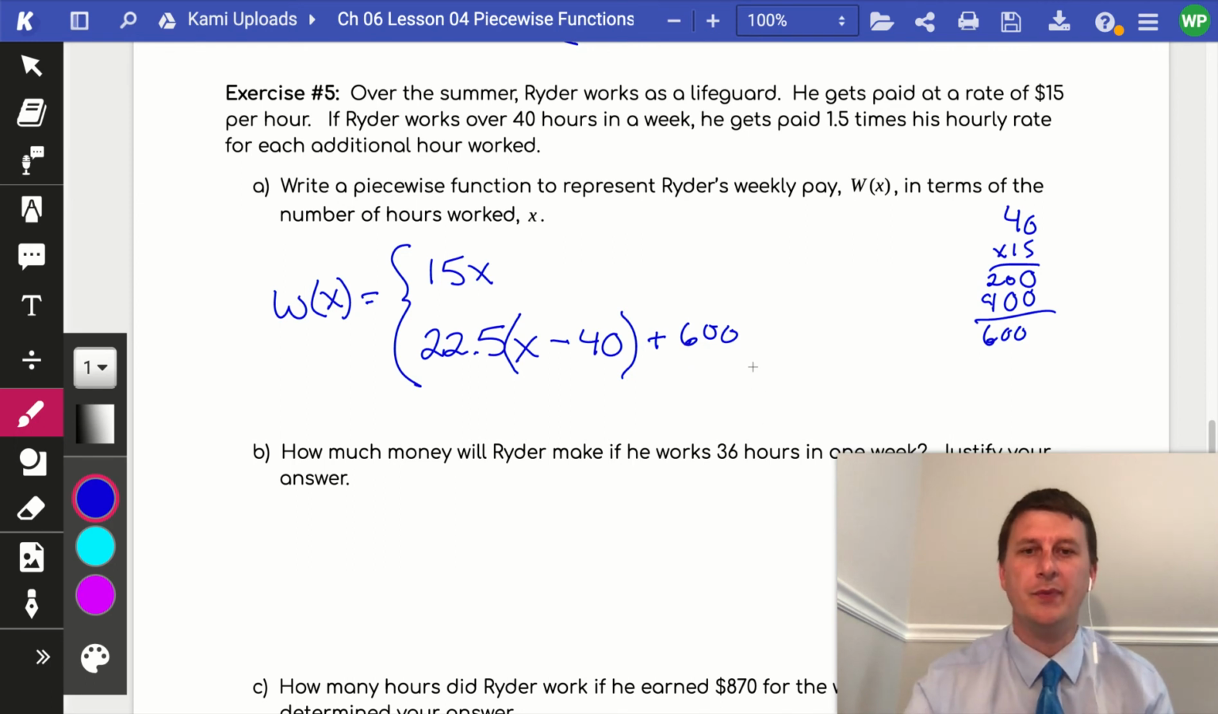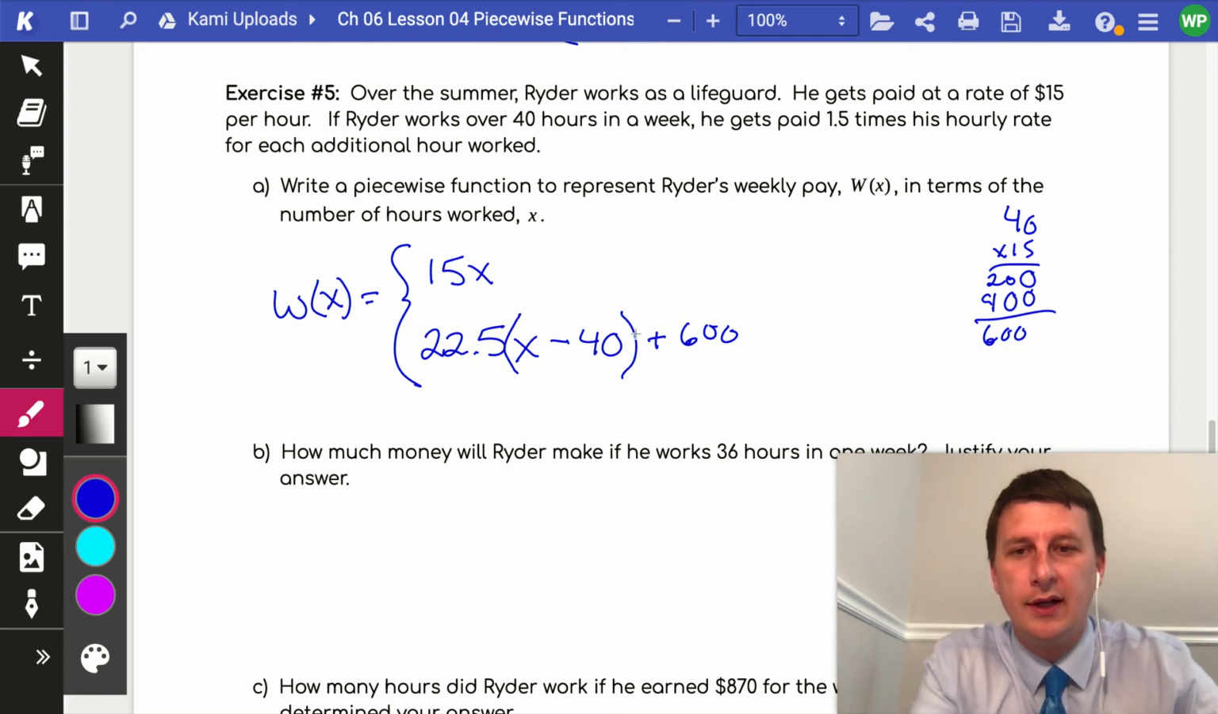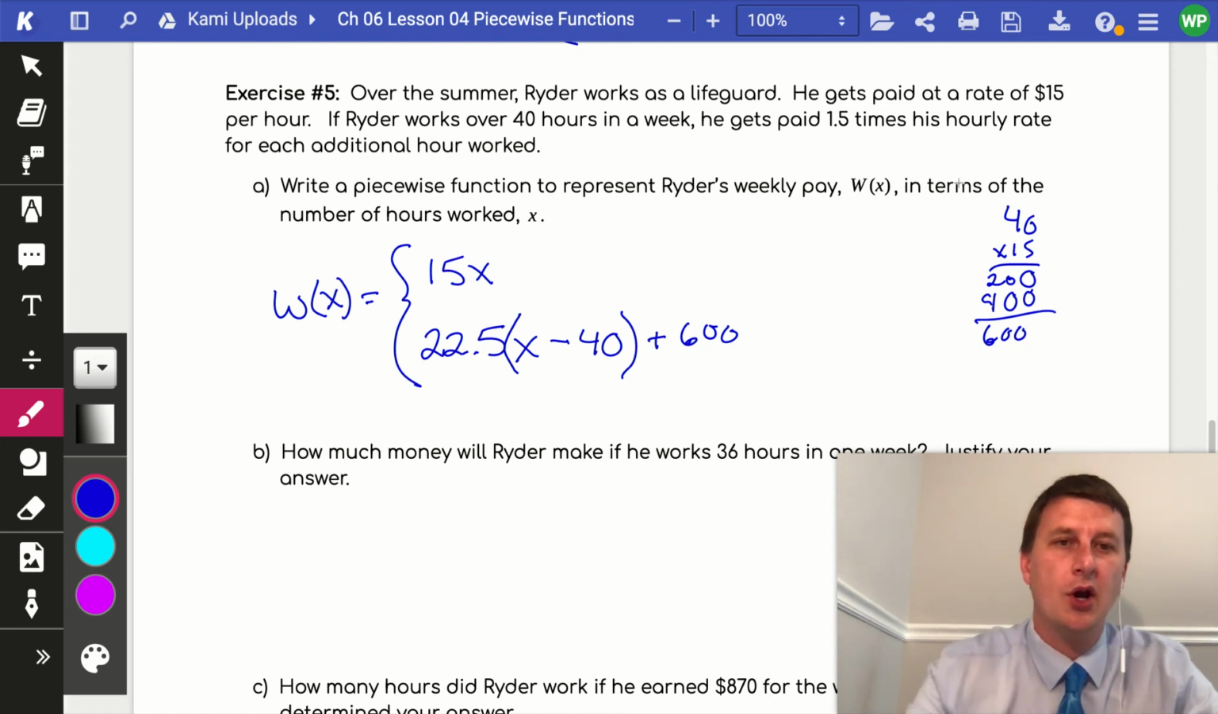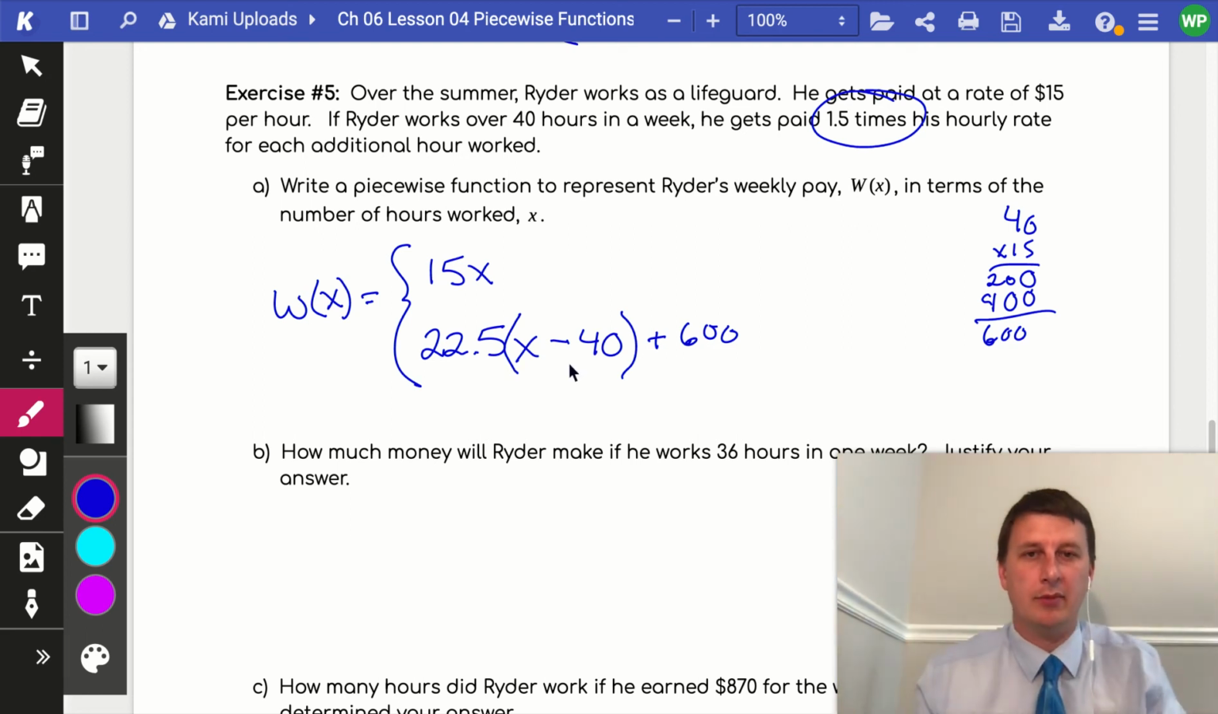I'll say it one more time, so maybe this different way of explaining it will help you. Now, in our first equation, we're using x as the number of hours worked, the total number of hours, not the number of overtime hours, but just the number of hours. So he makes $15 for every hour he works. Then in this second equation, he makes $22.50 because that's 1.5 times 15. So he makes $22.50 any number of hours over 40. But remember, we're using x, which represents the total number of hours worked.